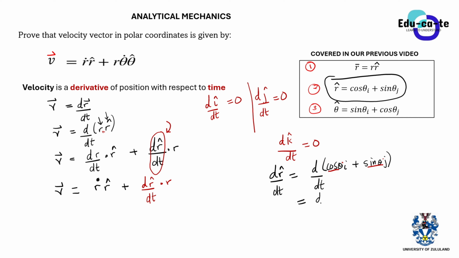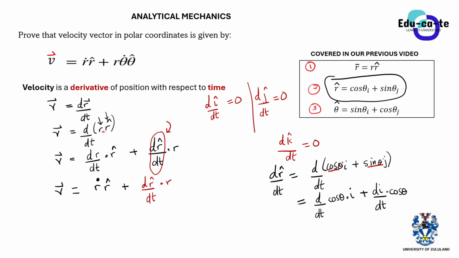Here you have to do the derivative of cos theta with respect to time, then you multiply it by the unit vector i, plus you do the derivative of unit vector i with respect to time, and you multiply this by cos theta.